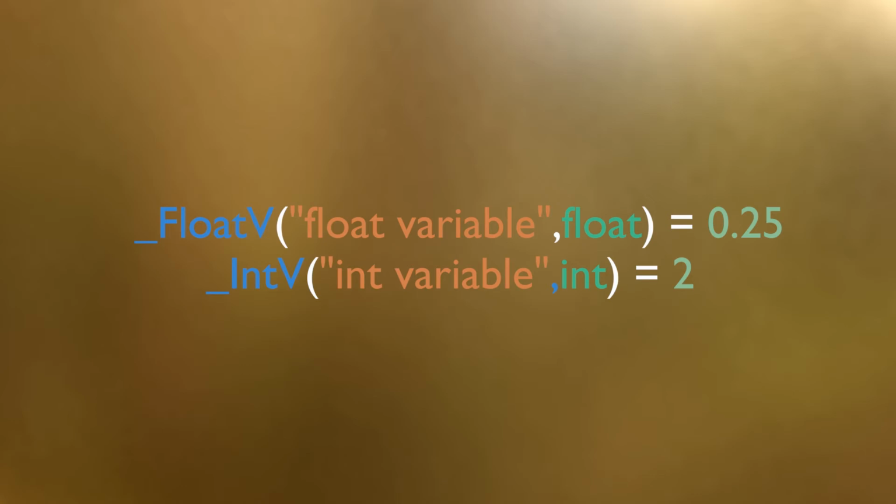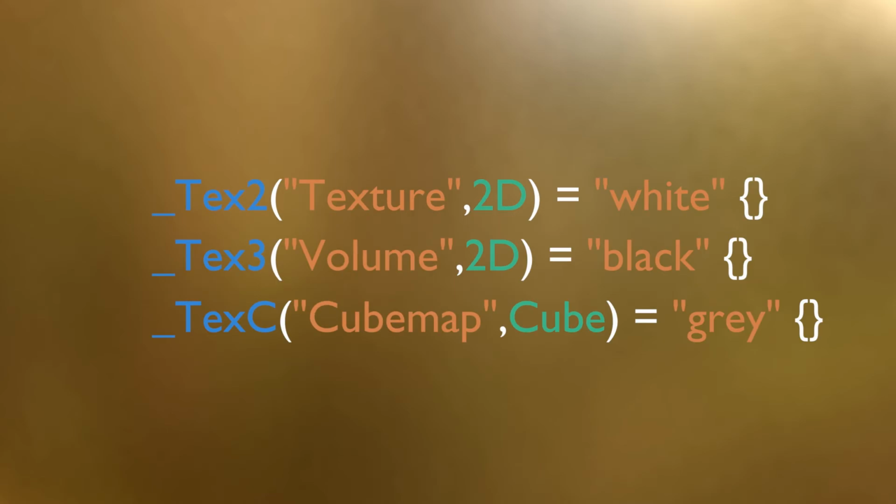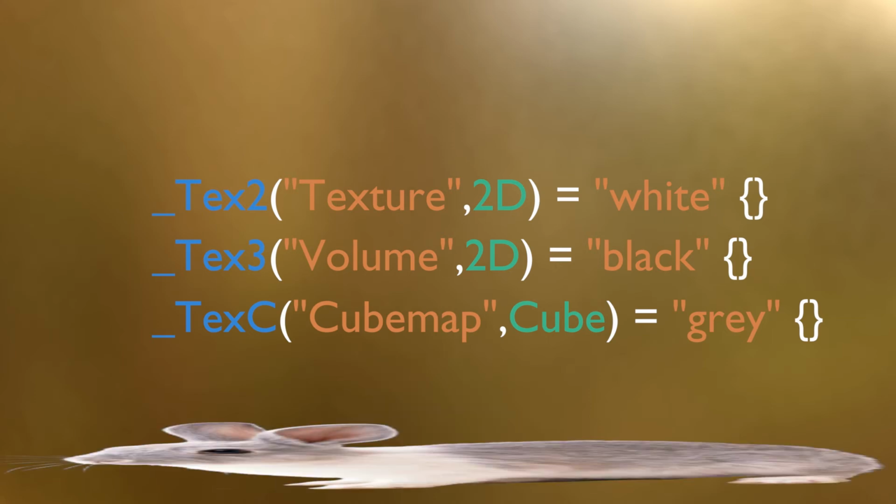The default values for integers and floats will be just a number of their type. Colors and vectors will both have their default values as 4 numbers between parentheses, and textures will have a string that represents a color followed by opening and closing brackets. These strings can be white, black, gray or bump. There are actually more, I just don't remember them.